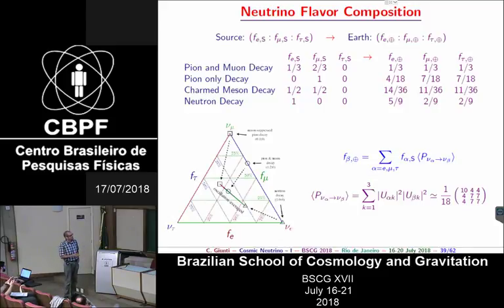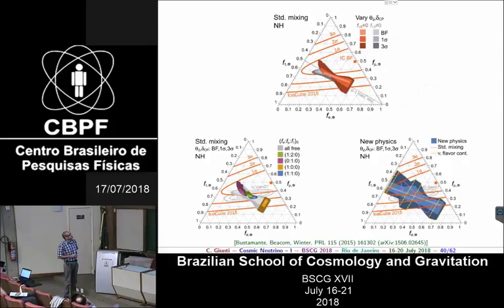So if future experiments will determine the mixing parameters better, then one can determine more exactly where these points go after the propagation on the Earth. And there is a very nice paper by these three people about 3 years ago, in which they calculated the allowed region of the flavor composition on the Earth independently of any mechanism. So for any possible mechanism, they found that given the value of the mixing parameters known at this time, the flavor composition must lie in this region, which is the orange one.